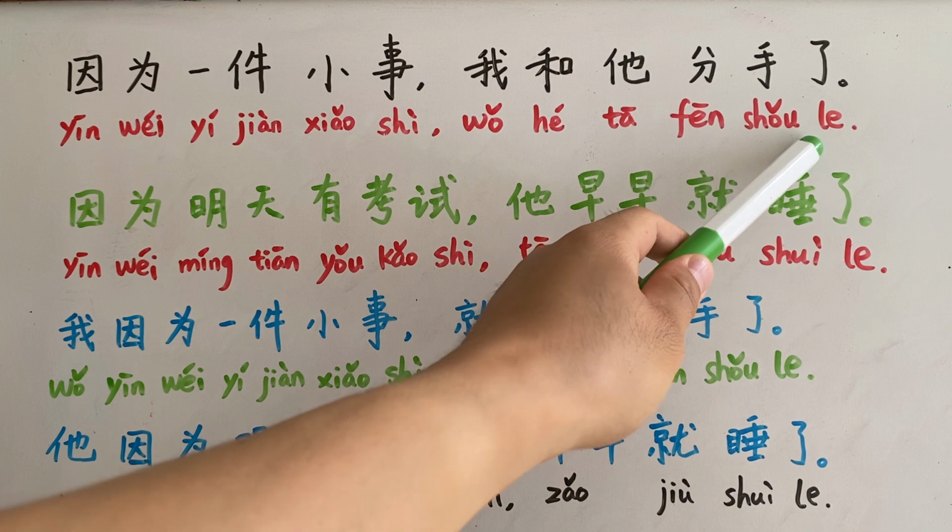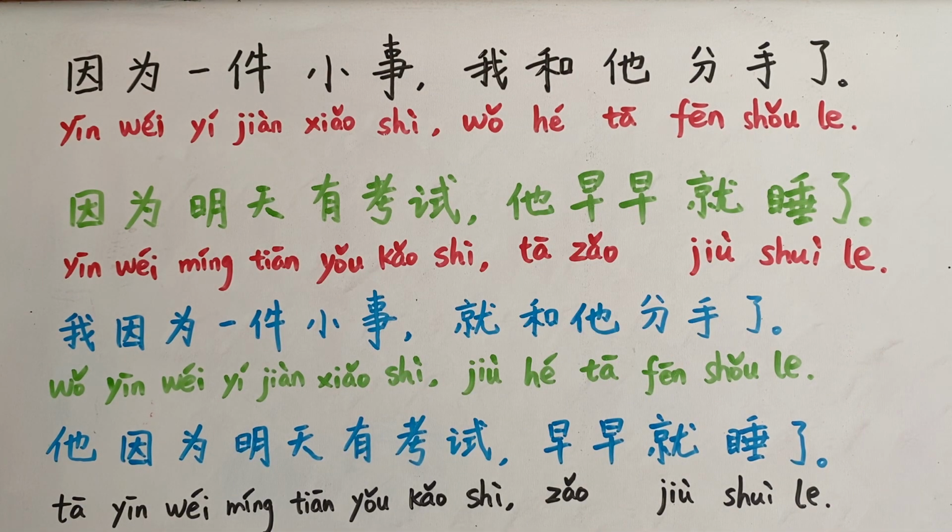This 了, suffix 了, right? We have mentioned this phenomenon again and again to emphasize. This 了 is a suffix to indicate that this verb happened in the past. It's a past tense indicator. 了, 我和他分手了. I and him broke up. This one, 因为一件小事. So you can see we can put this 因为, because, at the beginning of the sentence, right? Because of one little thing. It's the same as English.